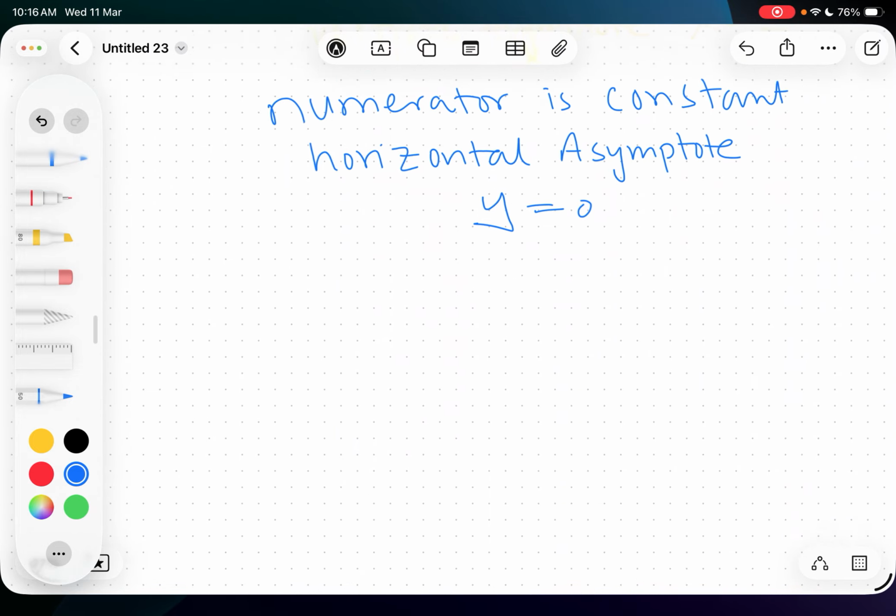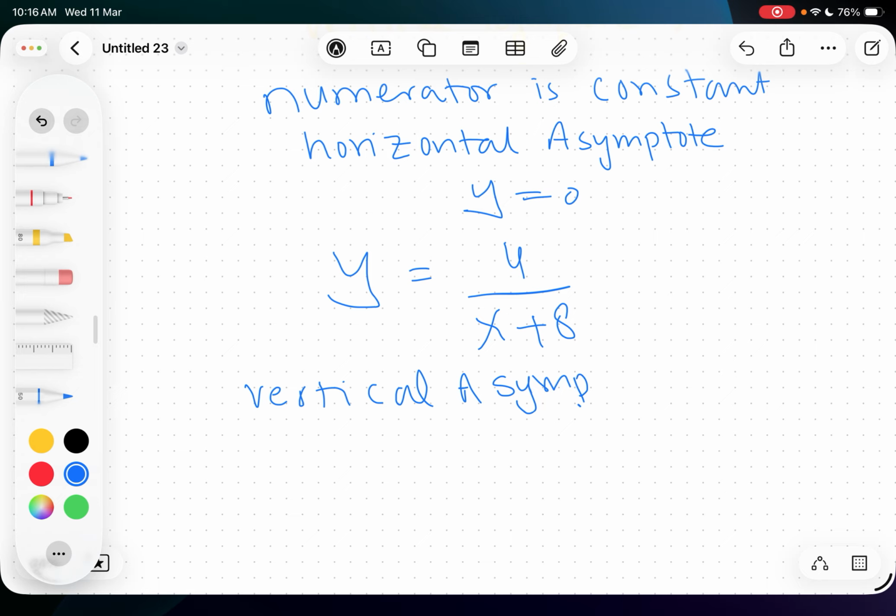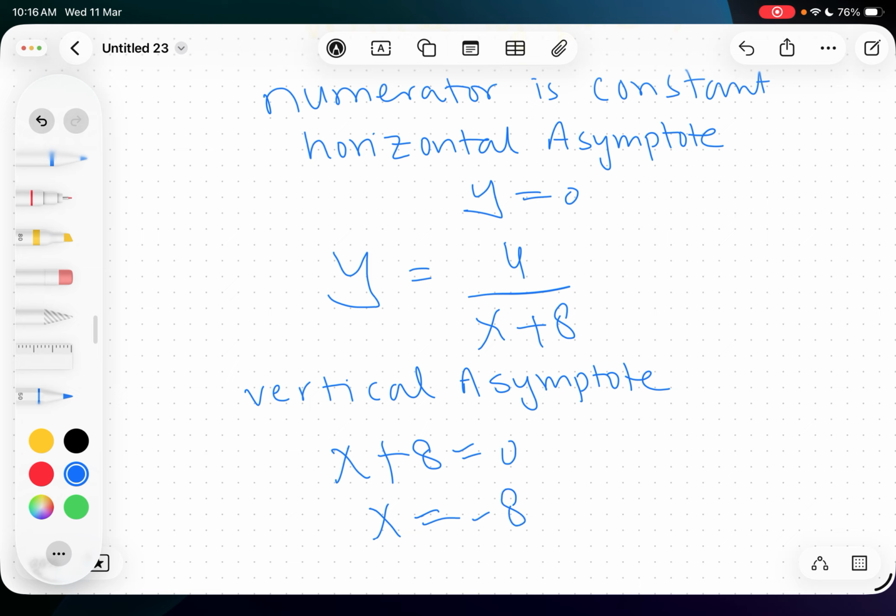Now look at another example. For example, we have the equation y is equal to 4 over x plus 8. You can simply tell me the vertical asymptote. For the vertical asymptote, you have to make the denominator equal to 0. So x plus 8 is equal to 0, so x is equal to minus 8. This is the equation of the vertical asymptote.